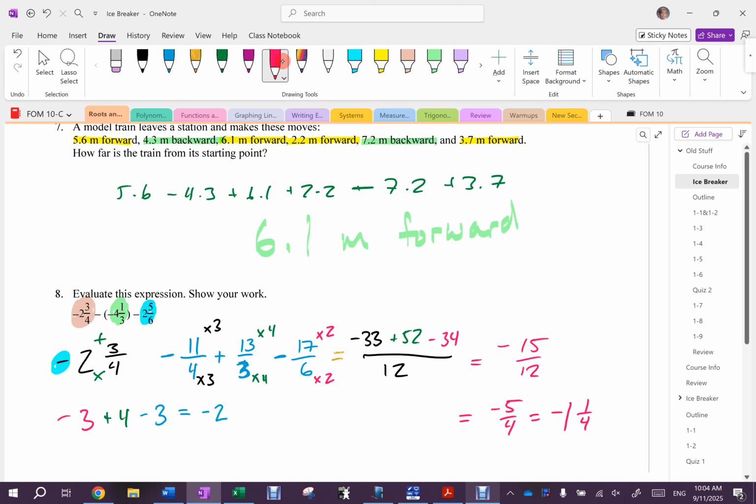Is -1 1/4 close to -2? Very much so. If I had $1.25 and you had a toonie, we have very close to the same amount of money, don't we? So we knew we were right.